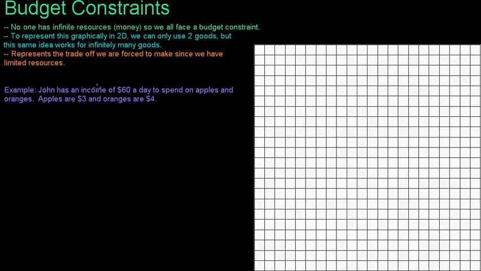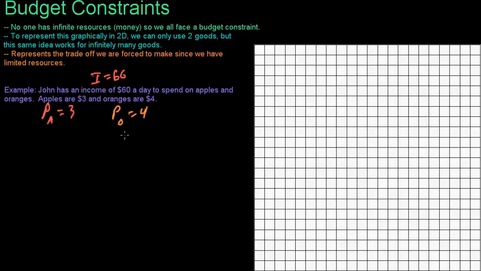So we have John, who has an income of $60 a day. I'm going to write I for income is equal to 60, to spend on apples and oranges. Apples are $3, so let's say the price of apples, P sub A, is equal to 3. And then oranges are $4, so P sub O is equal to 4.